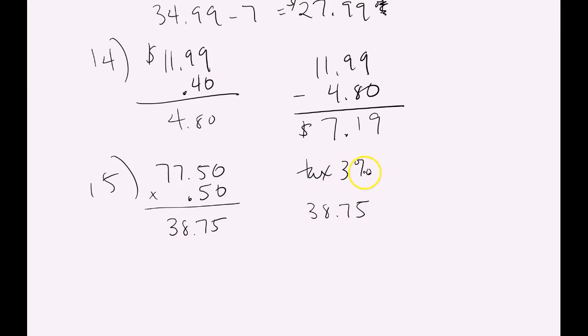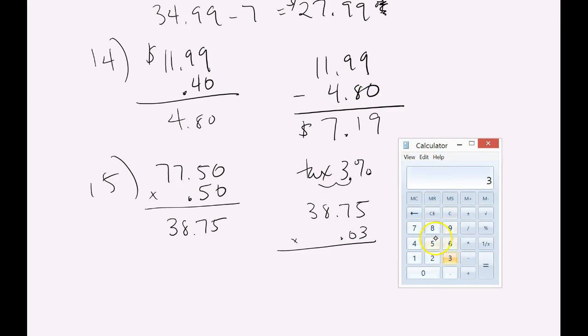And then we need to put the tax back on. So if tax is 3%, then that is 0.03 as a decimal. I don't know how many people probably missed that. You got to move that decimal twice to the left. And that's what we're going to multiply by to get how much to add back on.